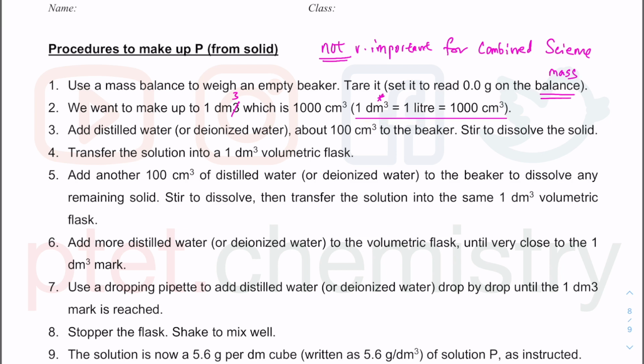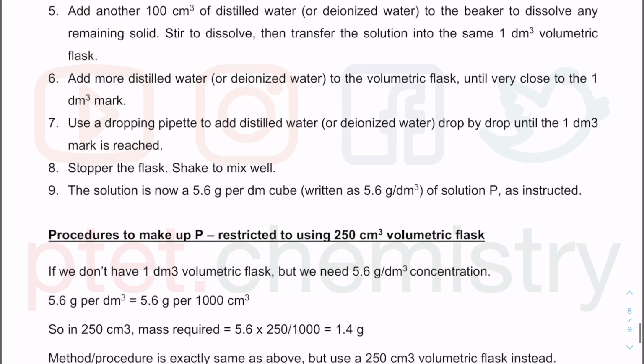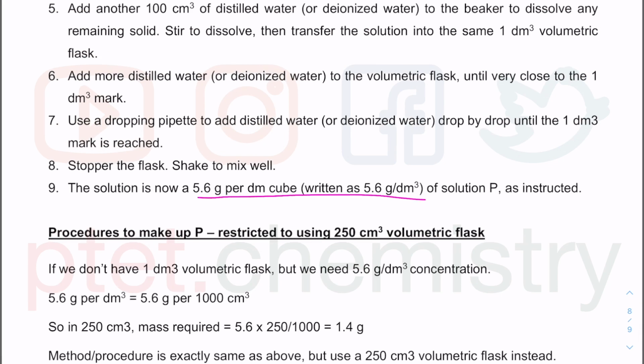So we use dm cube, we use cm cube a lot. We use distilled water in the lab. We use volumetric flasks as stated in your syllabus. And then what else? We know about concentrations. We know about the meaning of these. This is 5.6 gram of solute, and then this is 1 dm cube of solution.